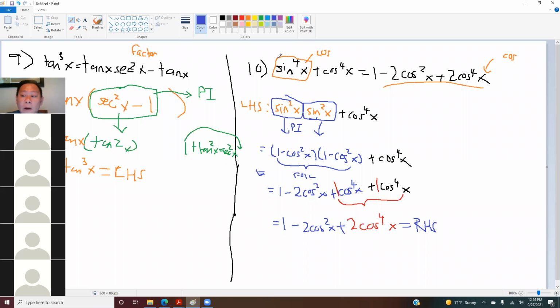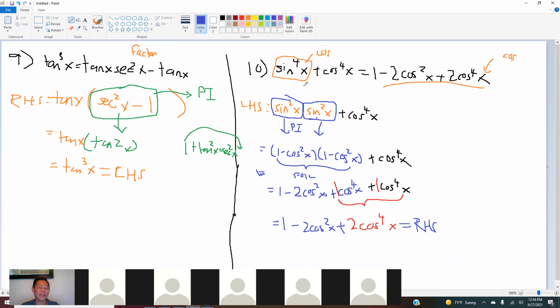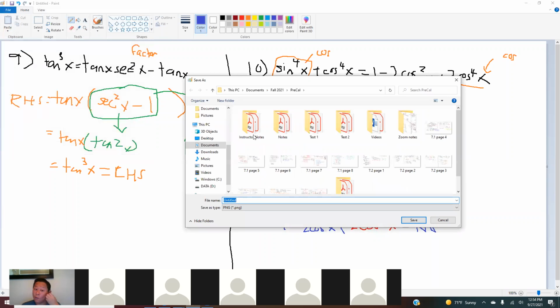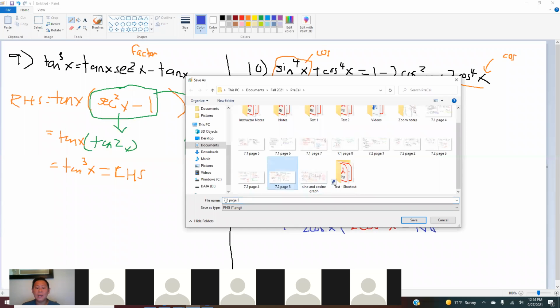So this is how we do question number 10. This is also around level 3-ish, like 3.5 for question 10. So you can get question 10, but you won't get question 7. That one is a bit more difficult. So class, this is how we do proving of identities.